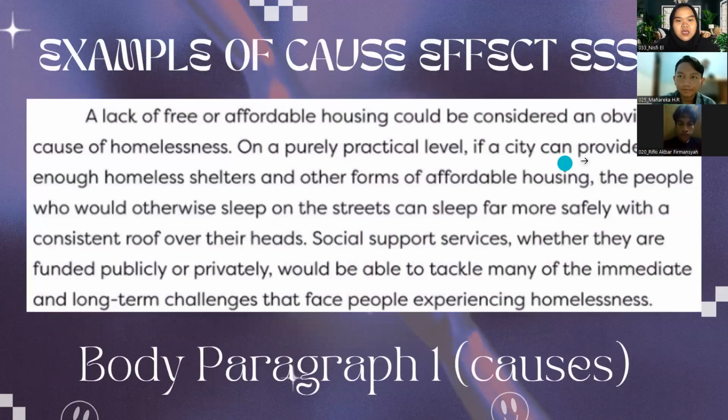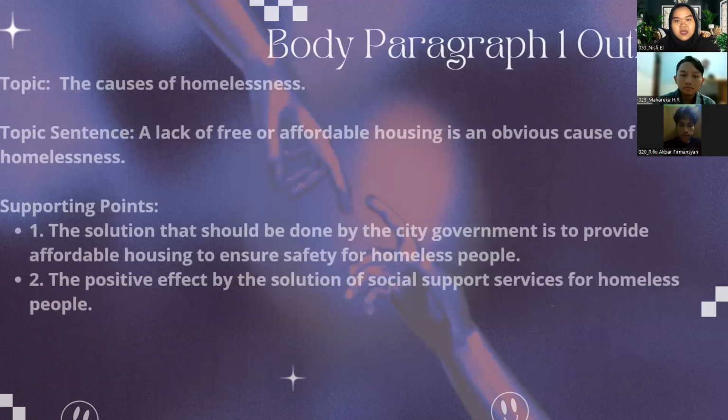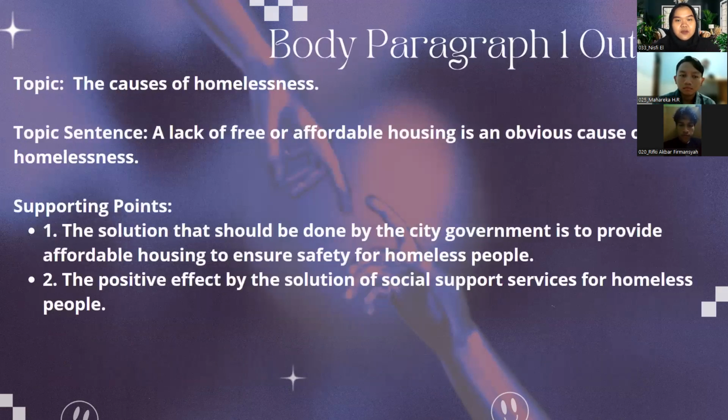So we enter body paragraph 1. This is the causes. And this is the outline of body paragraph 1. The topic is the cause of homelessness. The topic sentence: a lack of free or affordable housing is an obvious cause of homelessness. And we have two supporting points here.